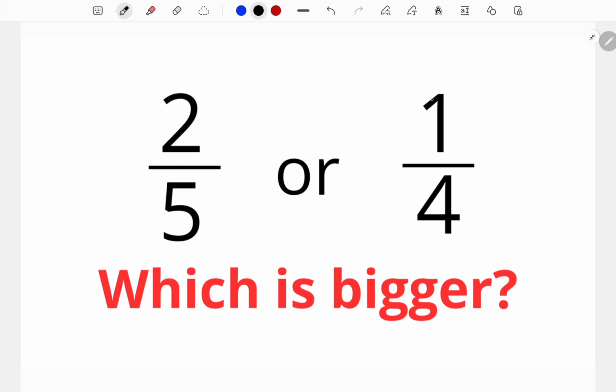In 1/4, we have the number 1 in the numerator and the number 4 in the denominator. This means we are dividing something into 4 equal parts and taking 1 of those parts.